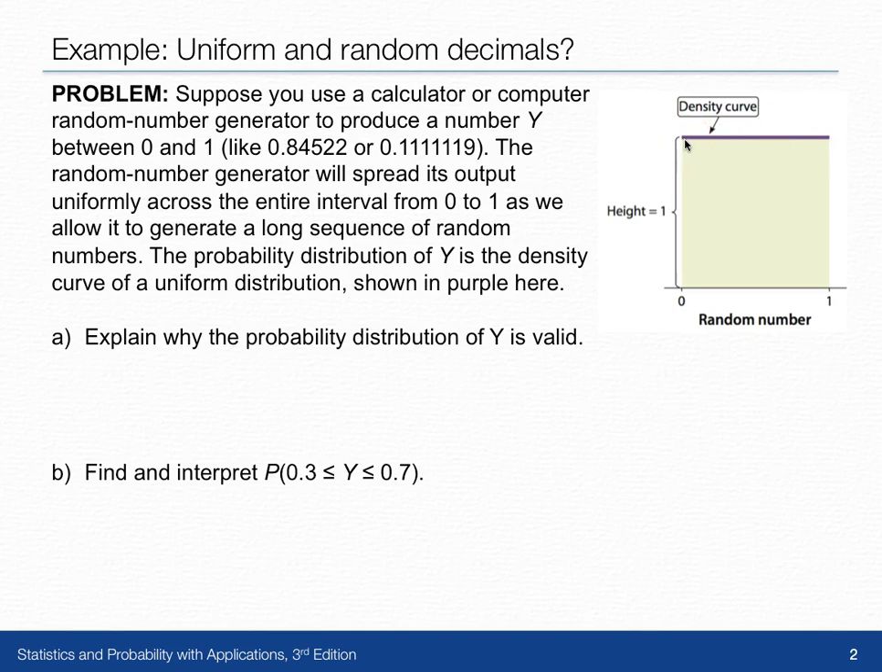Now in this section we learn that the probability distribution of a continuous random variable is described by its density curve. And that curve must have two characteristics. First, it must always be on or above the horizontal axis, and it must have an area of exactly 1 underneath it.